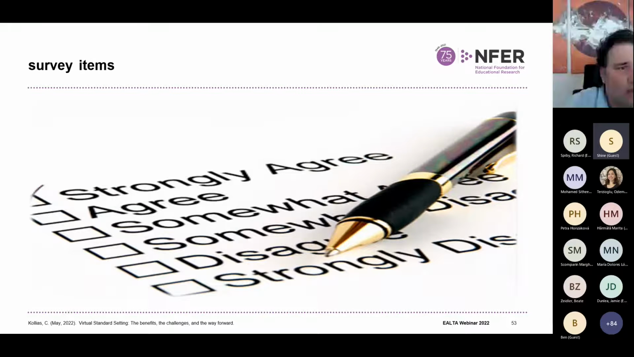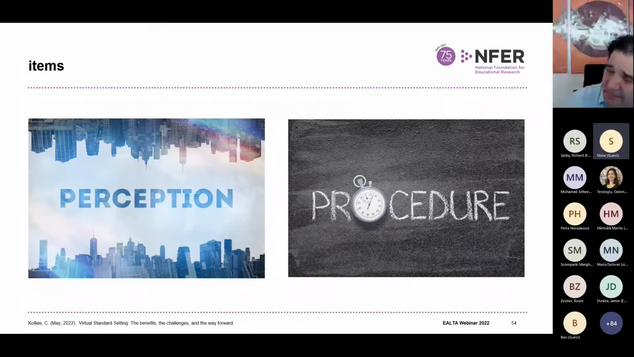Survey items. Now, remember we talked about in the framework, you also want to collect the judges' perceptions. Well, there were 2 types of mini surveys within the surveys. There were perceptions and there were items on the procedure. The perception items dealt with virtual standard setting per se. The procedure items dealt with the procedure. Did they understand the directions? Could they do it? Did they have any problems? Marking, rating, whatever.